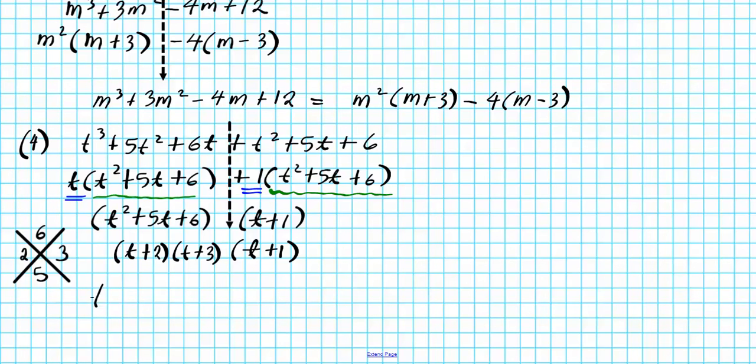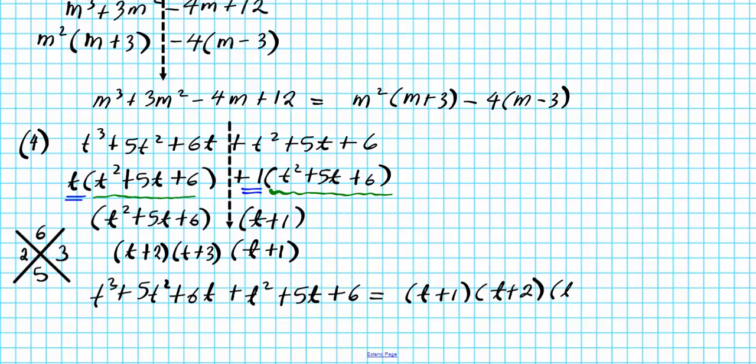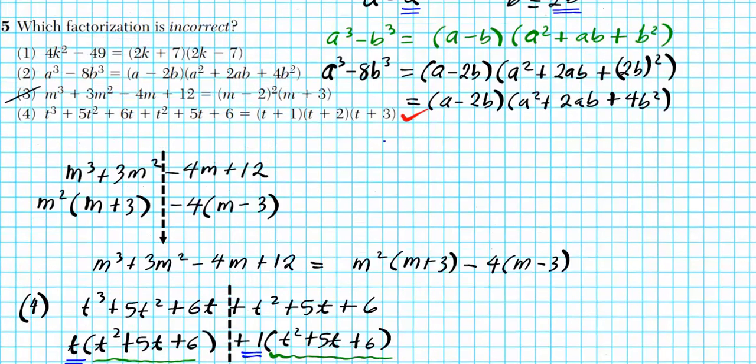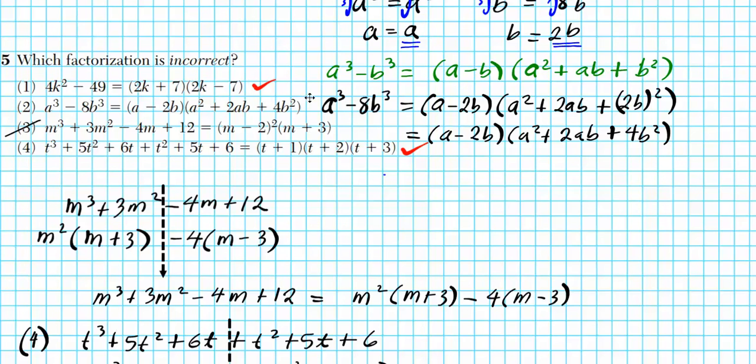of this polynomial. So let's write it down. T to the third plus 5t squared plus 6t plus t squared plus 5t plus 6 is equal to, if we want to put it in order, t plus 1 times t plus 2 times t plus 3. Okay, so if we scroll up, t plus 1 times t plus 2 times t plus 3, that is correct. So we see that 1, 2, and 4 are correct, and 3 is not.